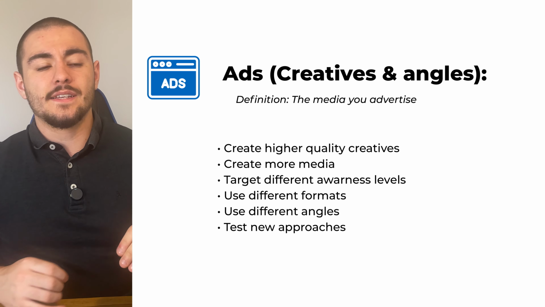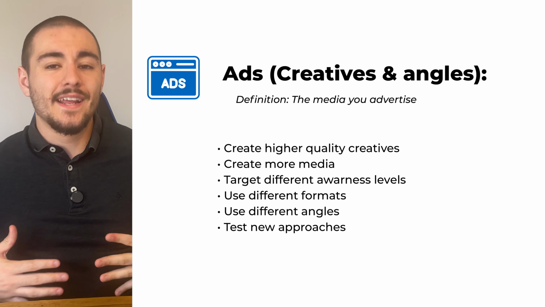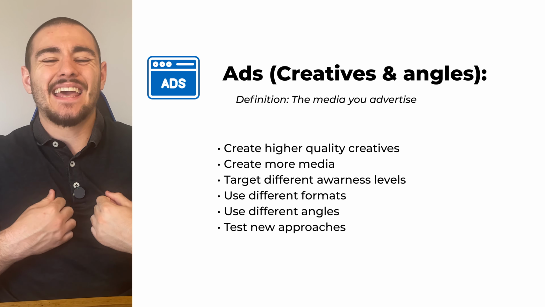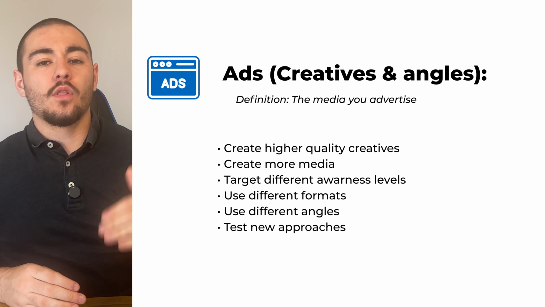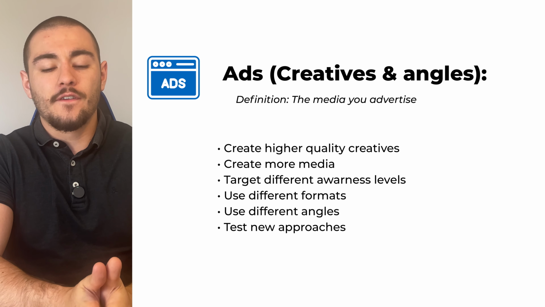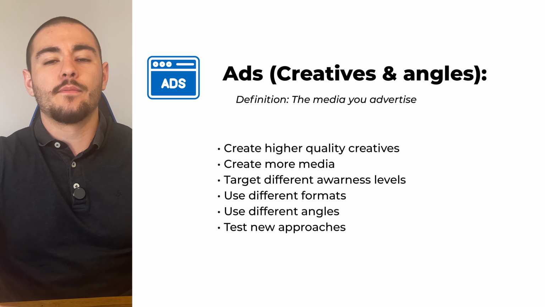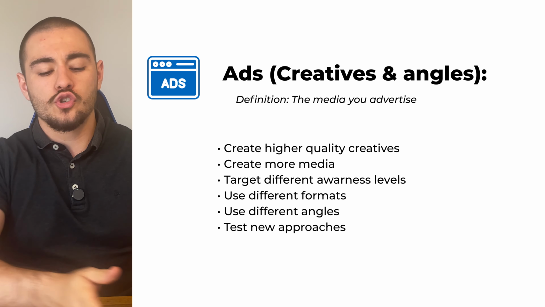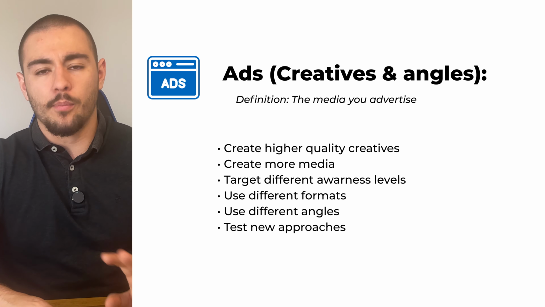Then different angles. An angle is a type of pain. So if someone, for the weight example, feels like they can't fit their shirt anymore, that's an angle. If they don't like what they see in front of the mirror, that's another angle, right? So we're trying to find many ways to say the same problem and to help them find the same aha moment, just in different ways, different angles. Then testing completely new approaches.